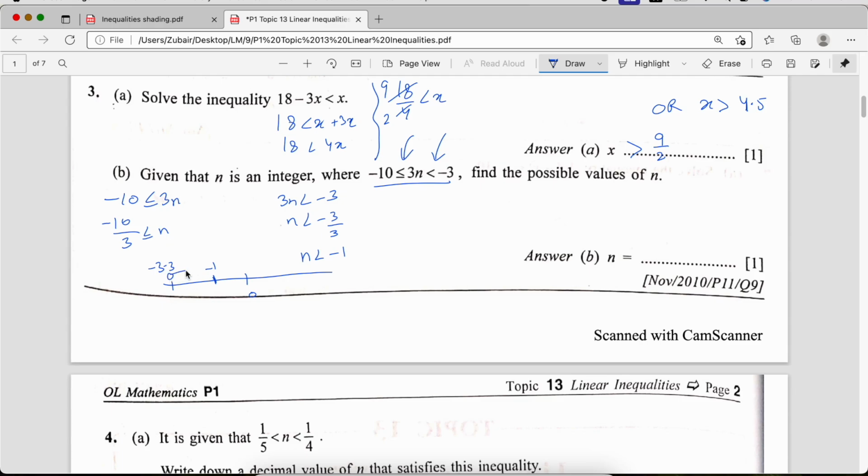So it is more than this and it is less than this. And what does it say? Find the possible values of n. So more than 3.3 would be just minus 3 and minus 2. I cannot select minus 1 because there is no sign of equality and it is just less than minus 1.